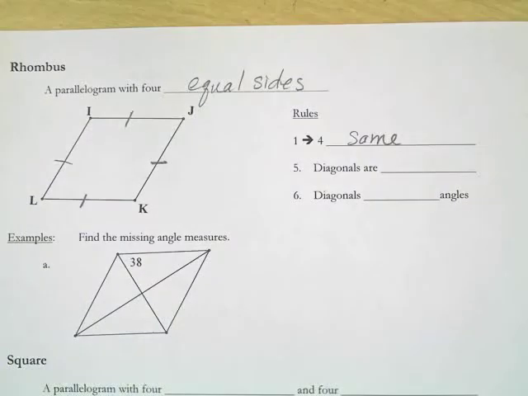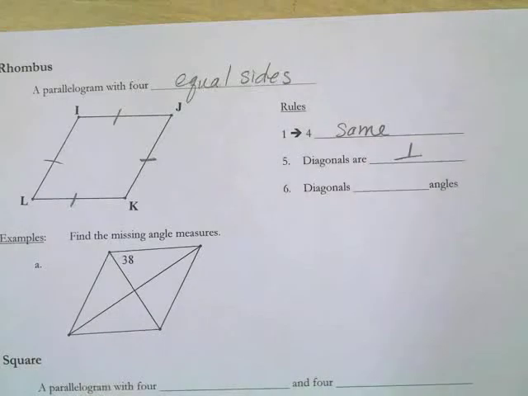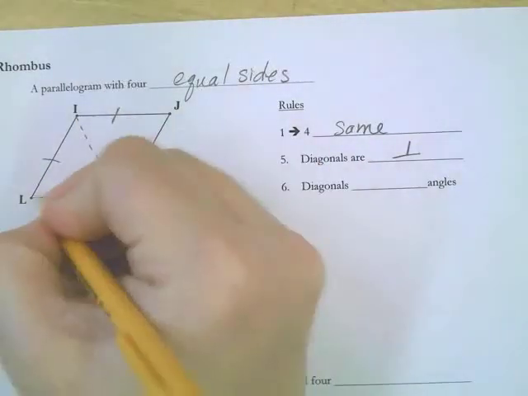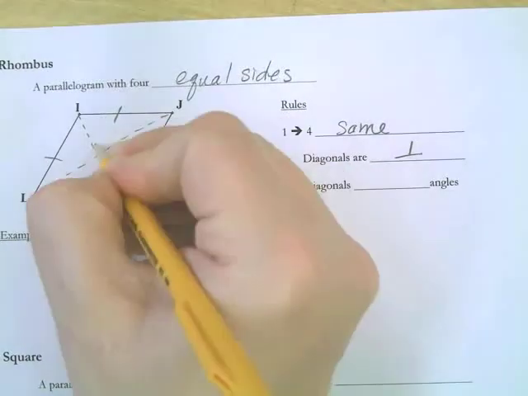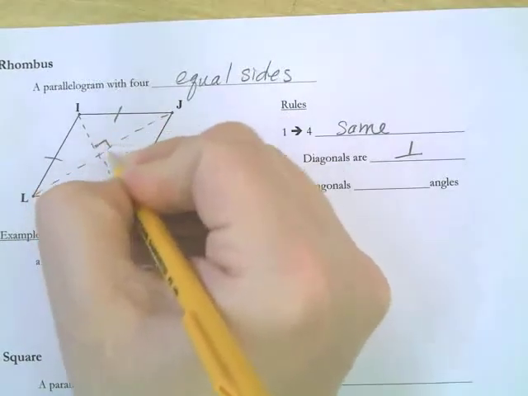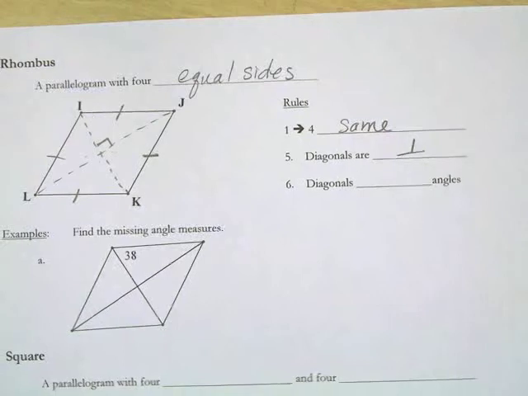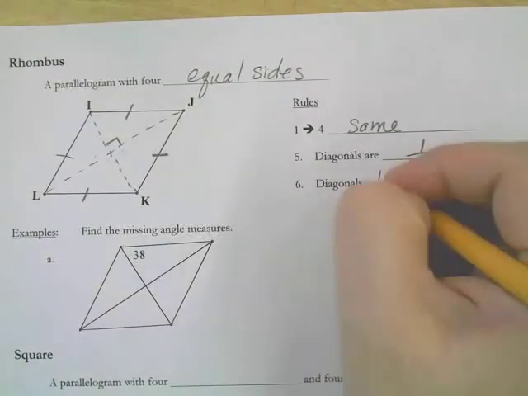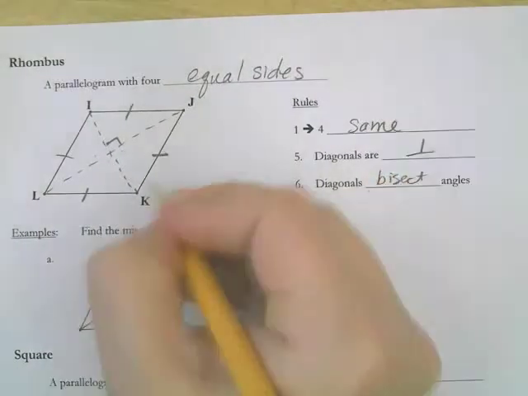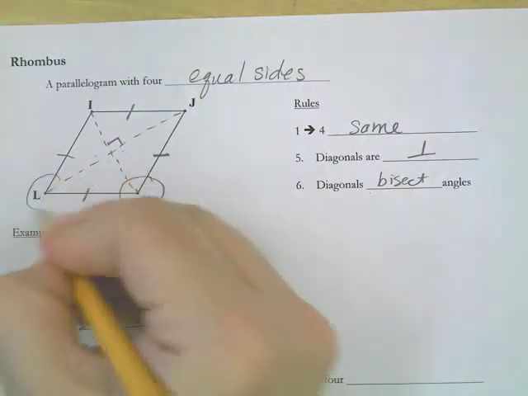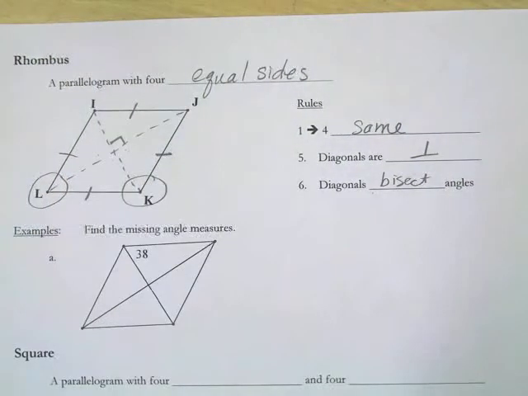Rhombuses have 2 extra rules. The first rule is that the diagonals are perpendicular. So when I draw this diagonal, there's right angles in the middle. All of those right angles are 90 degrees. The last rule is that the diagonals bisect angles. So this angle right here is cut in half. This angle over here is also cut in half. So the diagonals cut them in half.